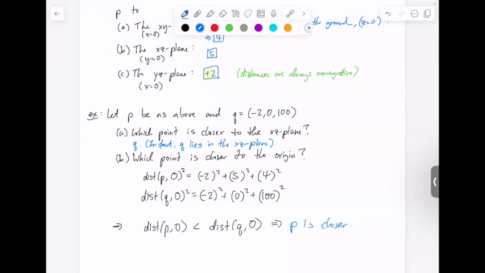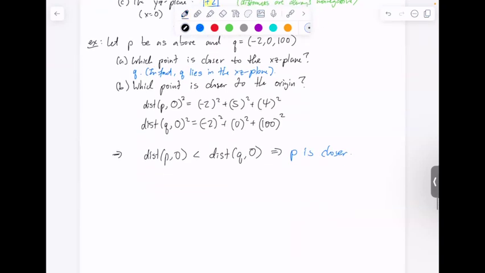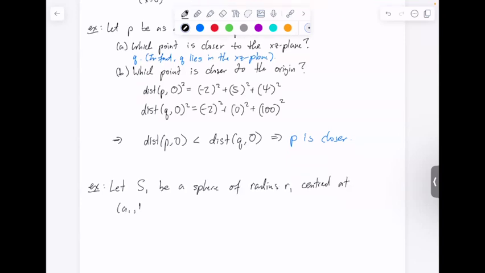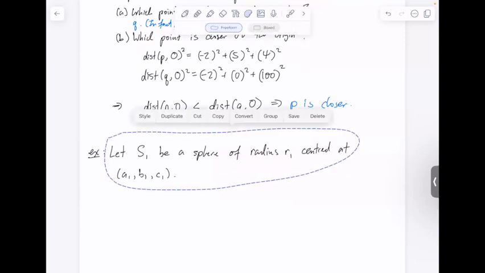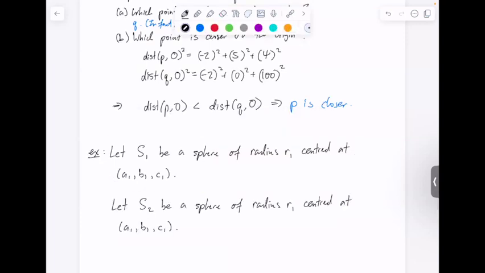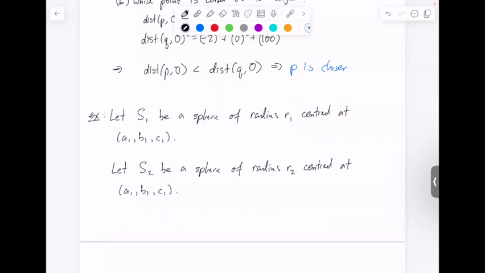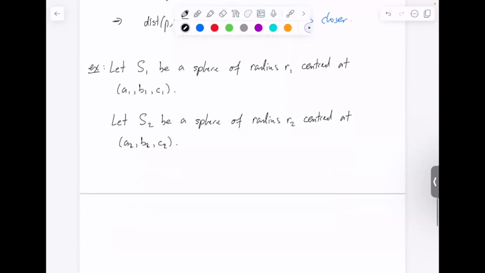All right, let's do a slightly different question here, and let's take a look at spheres. Suppose I want to find the distance between 2 spheres. Let S1 be a sphere of radius R1 centered at A1, B1, C1. And let's say I have S2 as well. Let S2 be a sphere of radius R2, centered at A2, B2, C2. Now suppose S1 and S2 do not intersect.